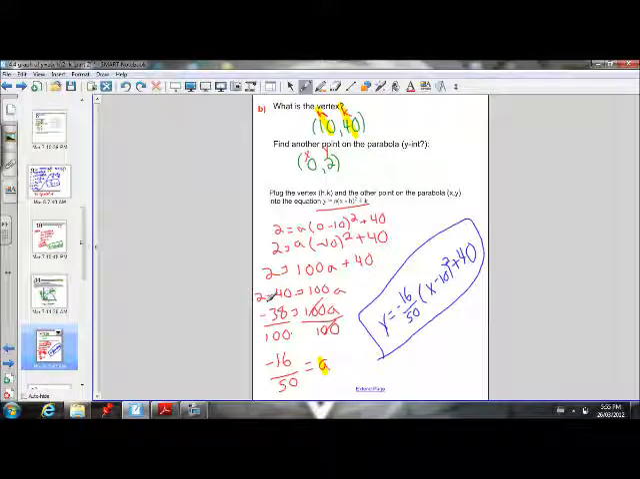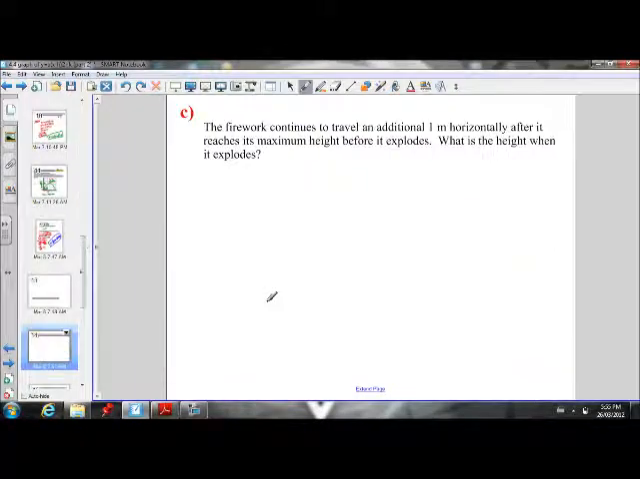Good. Okay, now we want to do part C. The firework continues to travel an additional 1 meter horizontally after it reaches its maximum height before it explodes. What is the height when it explodes? So what this question is saying is, what is the height after it's traveled an additional 1 meter horizontally after it reaches its maximum height? So 1 meter to the right of the vertex, what is the height of the firework?